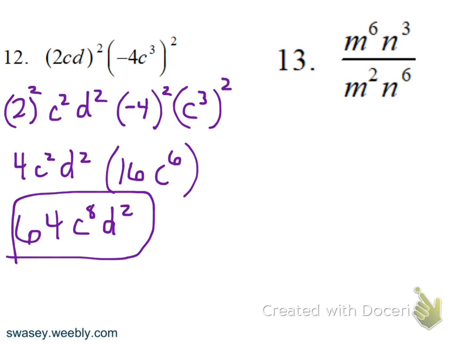When you divide with the same base, you subtract exponents. 6 minus 2 gives us 4. So m to the fourth is on top. And then for the n's, 6 minus 3 gives us 3. N cubed will be on the bottom. So you want to look for the bigger one. Do the bigger one minus the smaller one, you'll get a positive. And put that variable in that exponent where there were more to begin with, where the bigger one was.